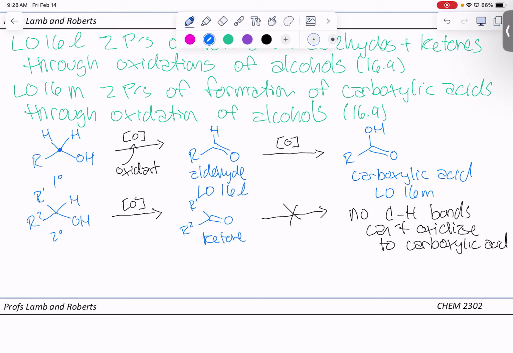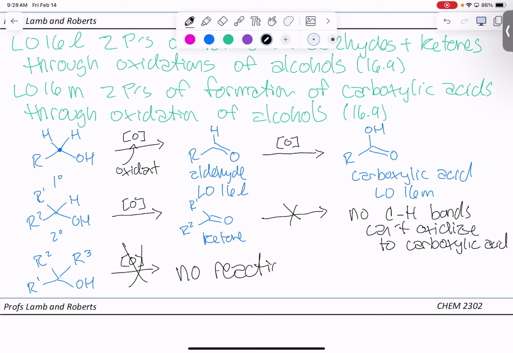Let's keep going here. Let's see if we had a tertiary alcohol. We'll have R1, 2, and 3. And if we go ahead and add in an oxidant here, no reaction. There are no CH bonds, so we can't oxidize.